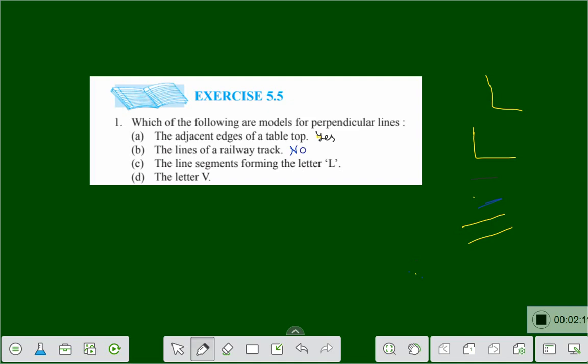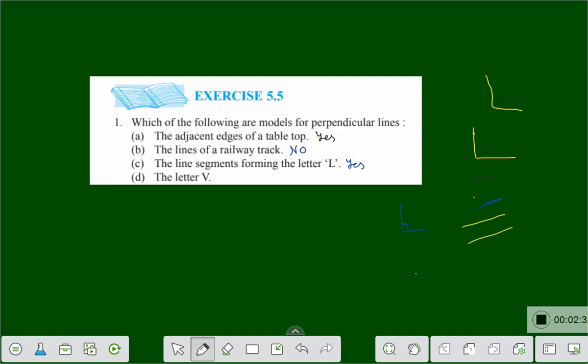Now, question number C. The line segments forming the letter L. You see, if we make a letter L like this, and you say this is 90 degrees, right? This is 90 degrees. Therefore, the line segments forming the letter L are perpendicular. Yes, this is perpendicular. Answer will be yes. Right?